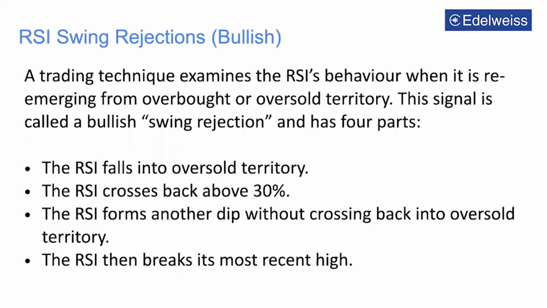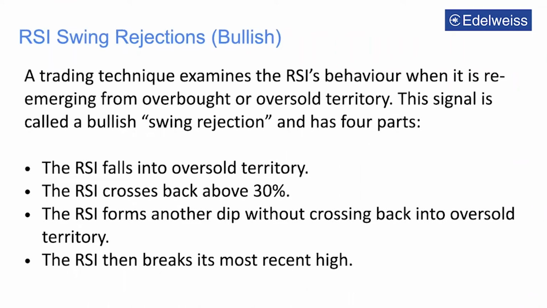So what is RSI swing rejection? RSI swing rejection is a technical formation which is seen in the RSI, considering the price. You'll have to understand what the chart looks like. So we'll go through the four major parts of the swing rejection on the RSI, first on the bullish side, then we'll move on to the bearish one.